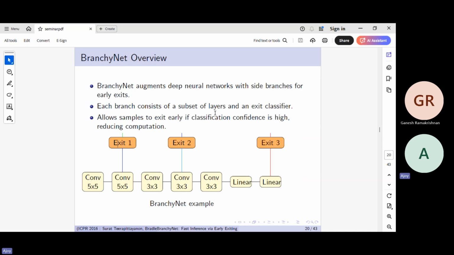The BranchyNet overview is like this: there's a deep neural network model here, and within this model they are adding multiple branches in between, and each branch can have a subset of some layers, and each can have sub branches as well. But in this paper, they are only considering a single branch.